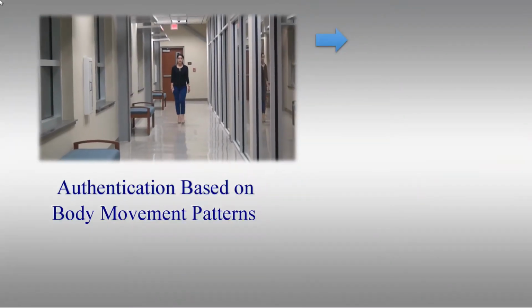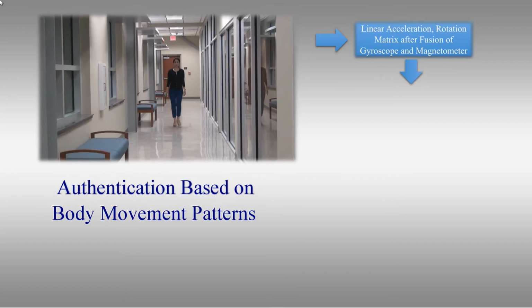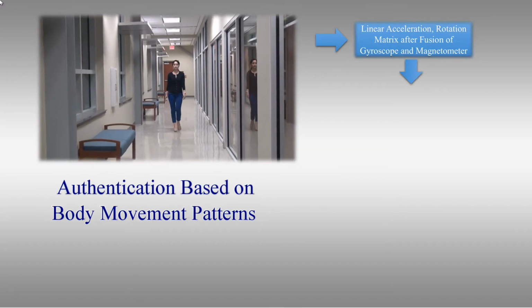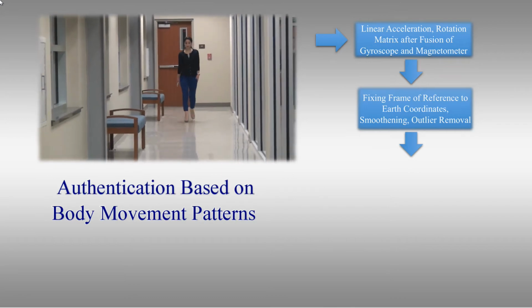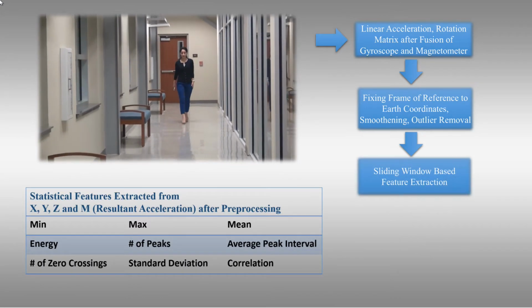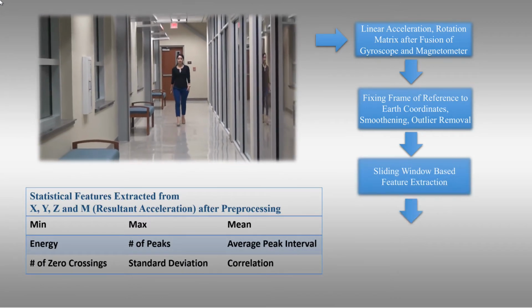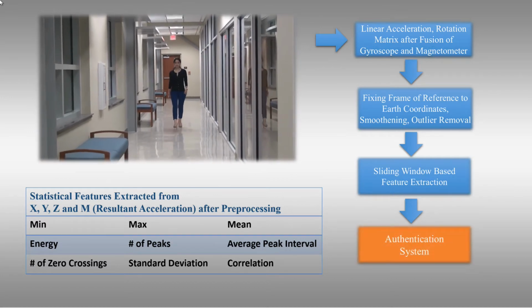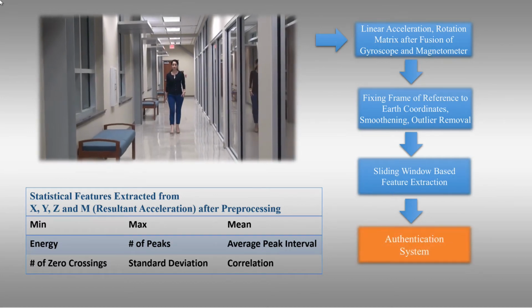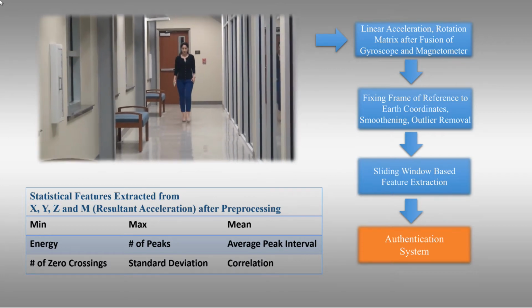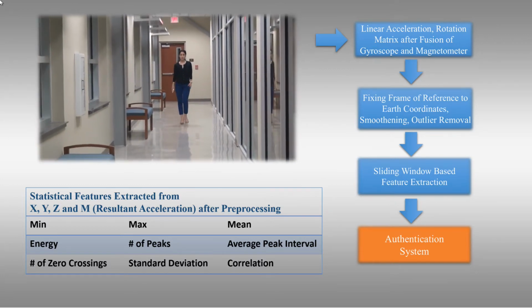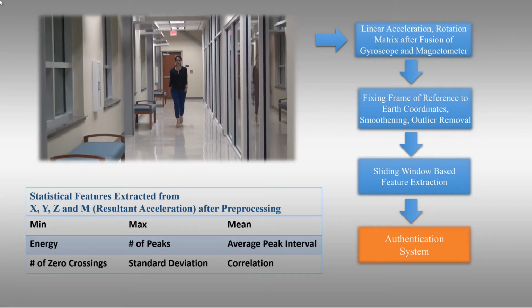The second component of our system is authentication based on body movement patterns. The phone in the lady's hand captures her acceleration in the X, Y, and Z directions while she walks. From these acceleration readings, our system extracts a number of features, some of which are shown just below the video. The features undergo a number of processing steps, including, but not limited to, removing the gravity component, fixing the frame of reference, and removing outliers.